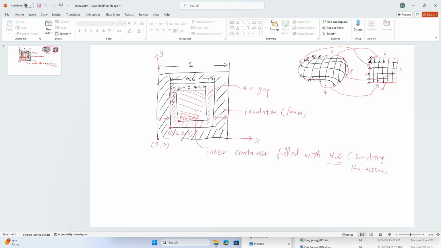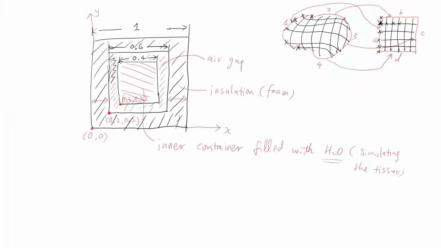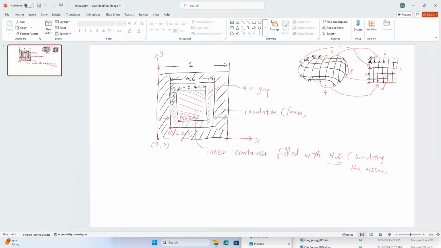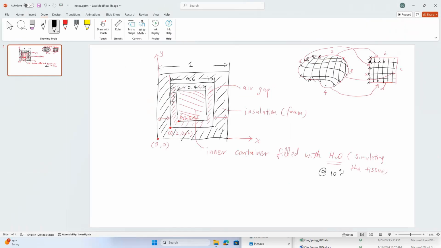Say we put water at 10 degrees Celsius inside this inner container.